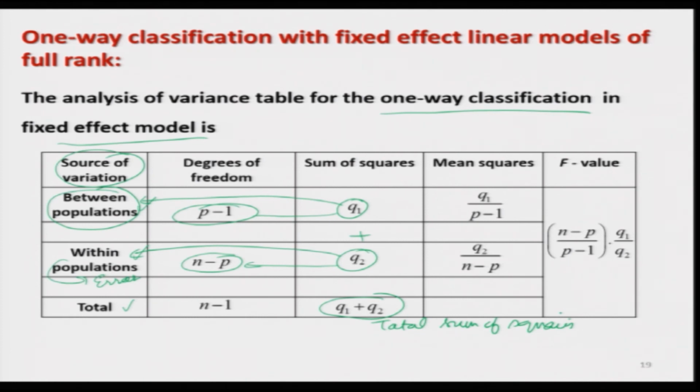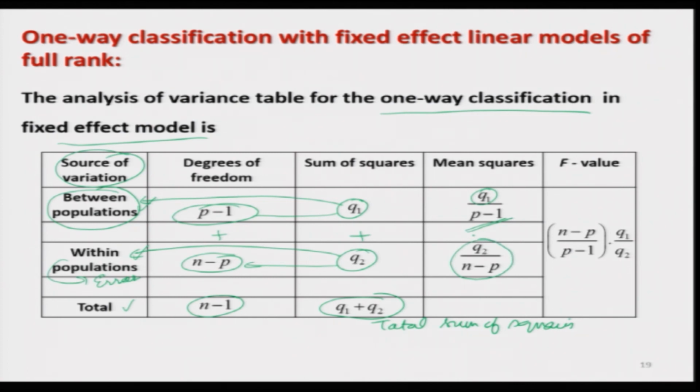Right, and if you add these degrees of freedom, this will become n minus 1, which is the degrees of freedom associated with the total sum of squares. And then if you take the sum of squares Q1 and divide it by the respective degrees of freedom, it is called the mean square. Similarly, the mean square for Q2 will be Q2 upon n minus p.